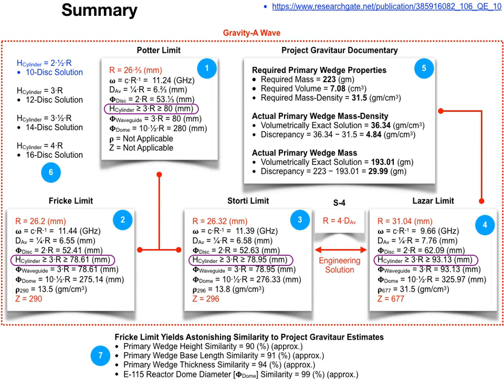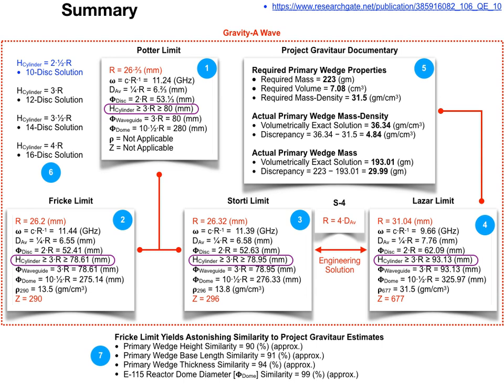Please remember that Bob Lazar is human. He ages like the rest of us, and he loses memories like the rest of us. Thus, we estimate that viewers should allow a margin of error of somewhere between 1 to 10% regarding the sizes of all the objects appearing in the Project Gravitaur documentary.